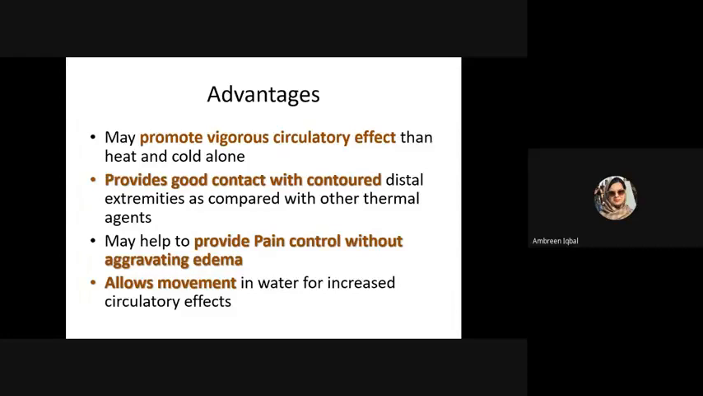Coming towards the third point, it helps to provide pain control without aggravating edema. It helps to promote edema relief. It also allows movement in the water for increased circulatory effects. We said earlier that when we immerse the limb, we can even move up and down, right and left, clockwise and anti-clockwise. So it gives you another additional benefit: while you're getting some thermal changes, you can even do some movements.